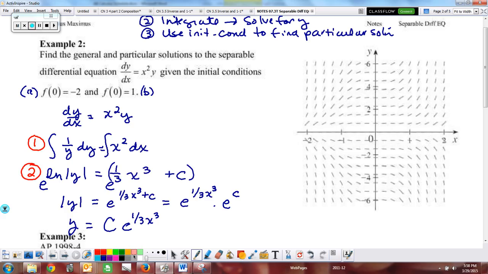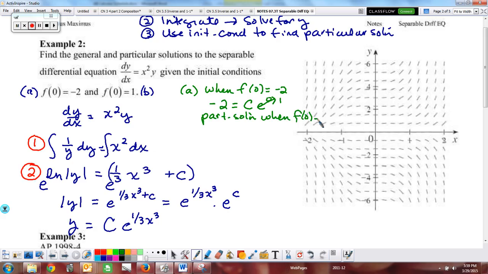Okay, now we're on to the next step, which is given some particular initial conditions. So when f of 0 equals -2, and then you'll get to see why we like this, -2 equals c e to the 0. Now remember your property, e to the 0 is 1, so this pretty much always drops out, and we're left with c equals -2. So our particular solution, when f of 0 equals -2, is going to be y equal to -2e to the 1/3 x cubed.